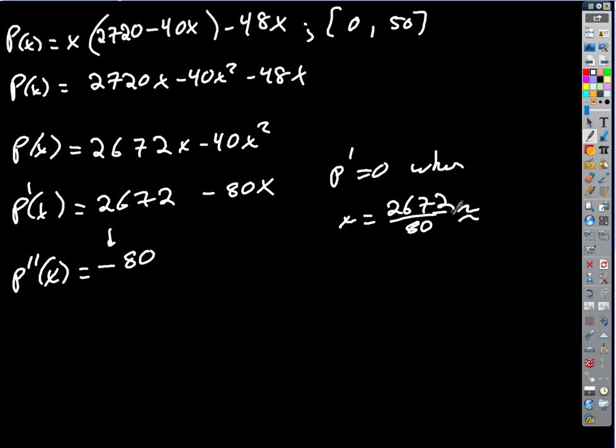What is it? I got 33.4? Okay, so it's about 33.4. So we can't rent a partial unit. So what do we probably do with that? Is it closer to 33 or 34? 33, so we would probably say 33 units is what we want, right?